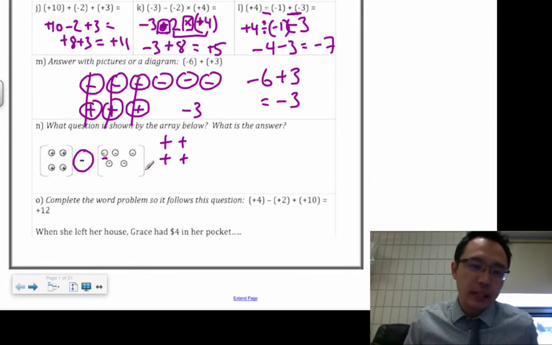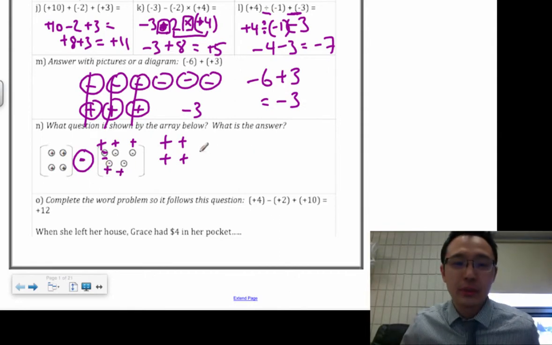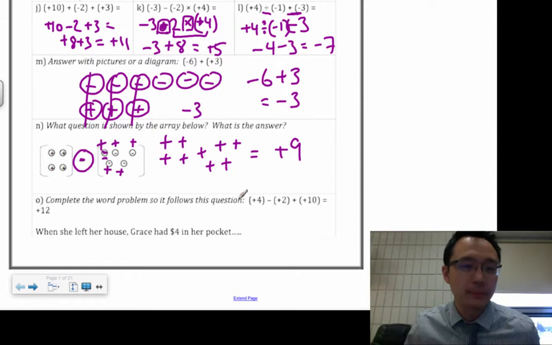So if you remember, if you're taking away a negative, the negative sign will actually change into a positive. So all these ones will actually become positives. So really what you're doing is adding another 5 to it. So this gives you an answer of positive 9. That's a little bit of a tricky one.